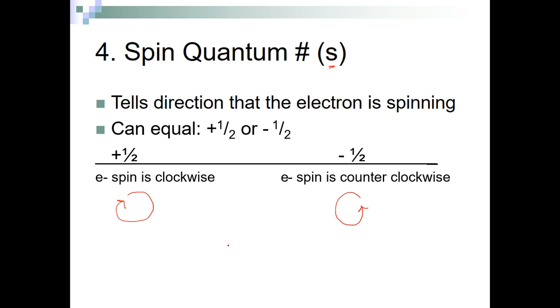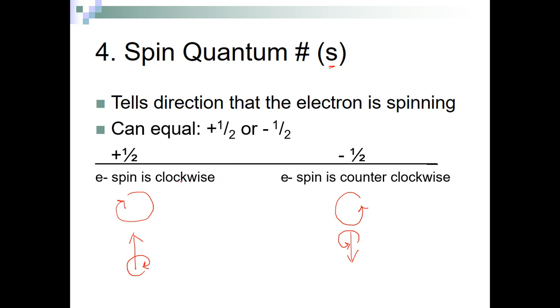Now, the way that we represent our electrons in our orbitals is we use arrows. If we want to represent a clockwise spinning electron, we always put an arrow pointing up, and that means that the electron is spinning in a clockwise direction. If we want to represent an electron spinning counterclockwise, we would put an arrow pointing downward, and that represents that electron is spinning counterclockwise.